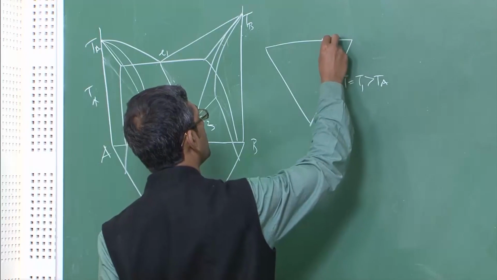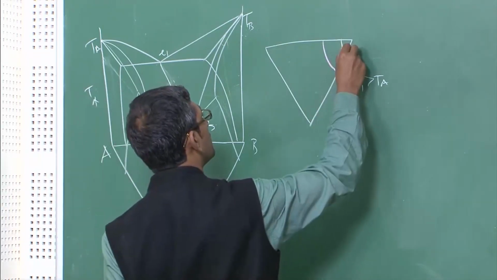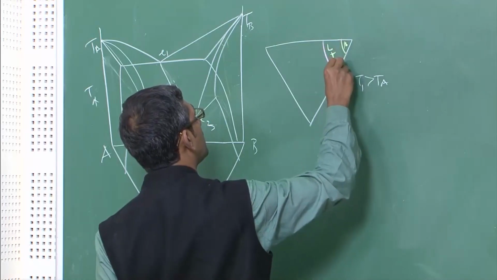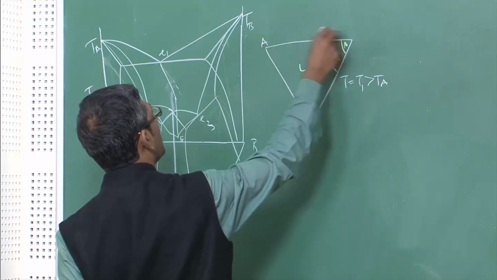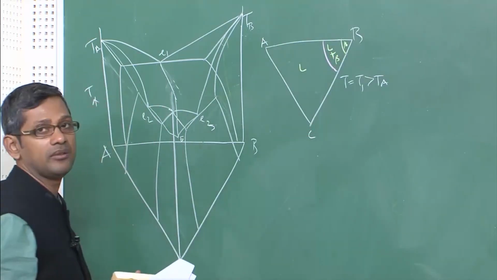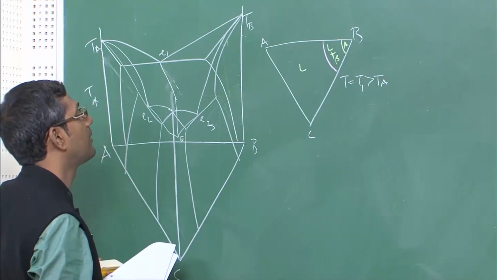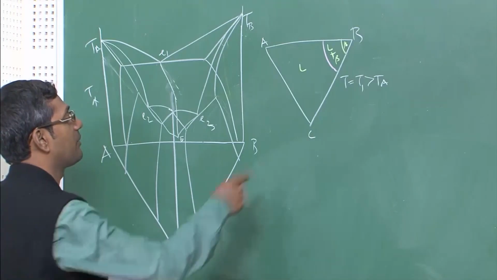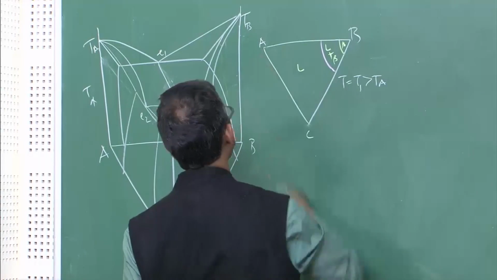This is how it will look like, beta, liquid plus beta, liquid, A, B, C. Because B has the highest melting temperature, beta will start forming first, unlike the case I showed you on the slides where A has a lower melting temperature than C, but B has the highest melting temperature also. But here C has the lower melting temperature than A.